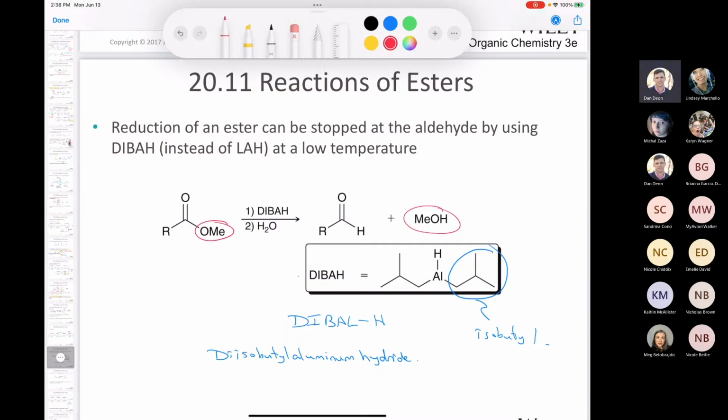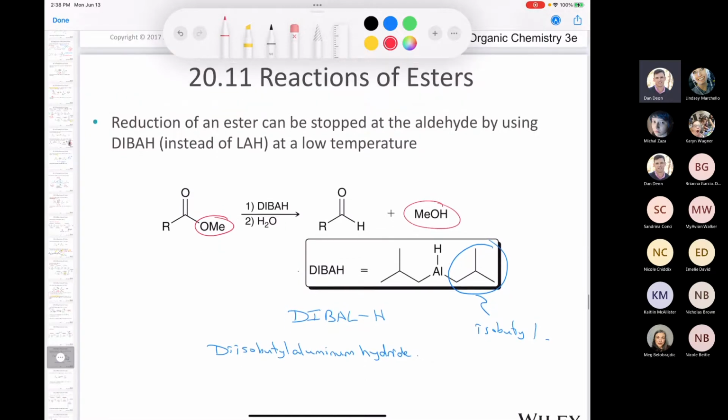There's no mechanism for this in the book, so don't worry about a mechanism for this reaction. It's not in my slides. That's because it's not in the book either. So that's one. I told you at the beginning of the lecture I would point out when things were something you've got to remember.